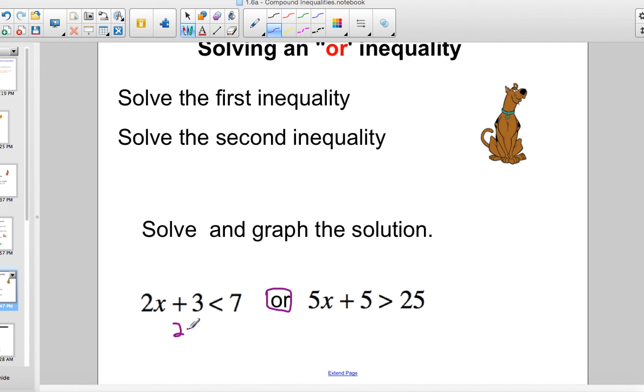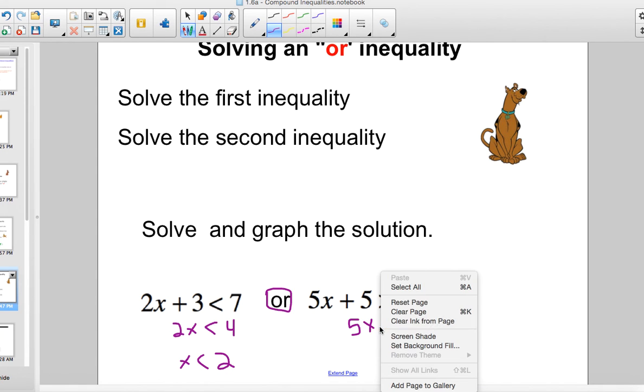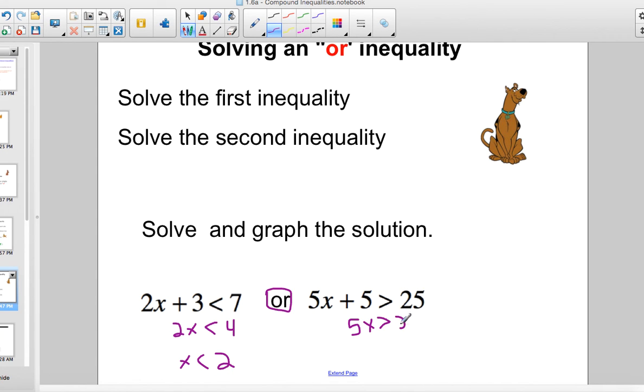So you would subtract 3 here. You're going to get 2x is less than 4. Divide by 2. You get x is less than 2. And then we have an OR. So we're going to subtract 5, and we're going to get 20. And then we're going to divide by 5. We're going to get x is greater than 4.